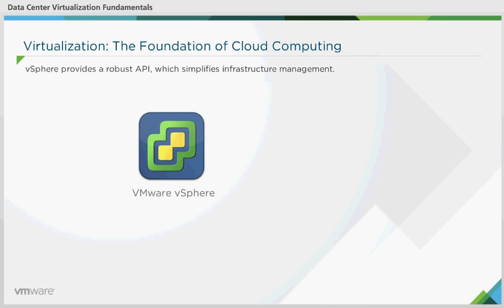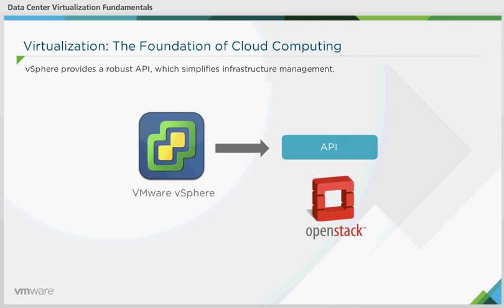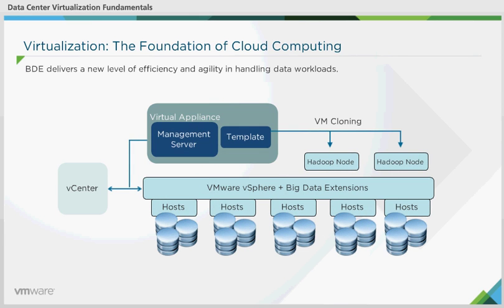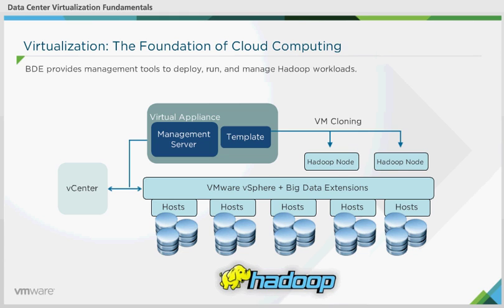vSphere, the server virtualization platform from VMware, provides a robust API that simplifies infrastructure management for administrators and integrates with OpenStack APIs that enable developers to deploy, manage, and run OpenStack infrastructure. You can use vSphere Big Data Extensions, or BDE, on the vSphere platform to deliver a new level of efficiency and agility in handling data workloads. vSphere leverages BDE to support next-generation application frameworks such as Hadoop. BDE provides an integrated set of management tools that allows you to deploy, run, and manage Hadoop workloads in virtual and cloud environments.